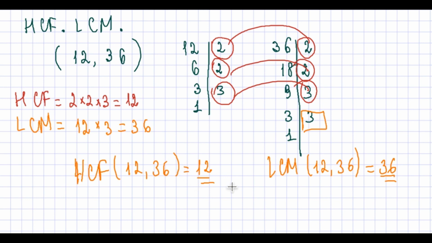So from here we can get a rule. If we have two numbers, where one of the numbers is a multiple of the other, or one of the numbers is a factor of the other, like in our example, 36 divides by 12. 36 is a multiple of 12, and 12 is a factor of 36. So in this case, the factor is the HCF, and the multiple, 36, is the LCM. So easy.